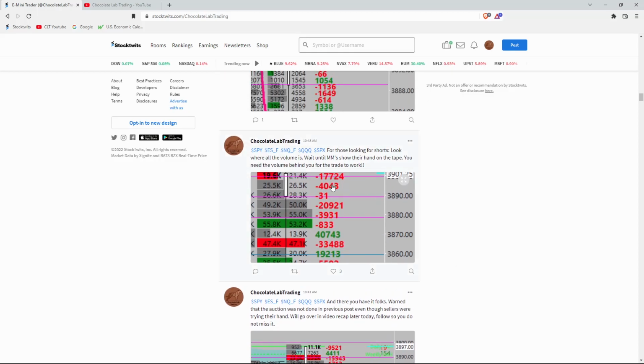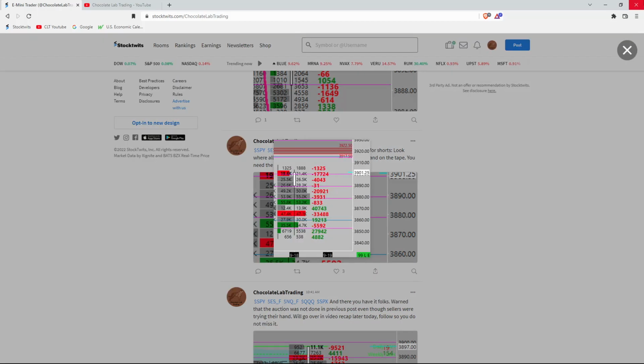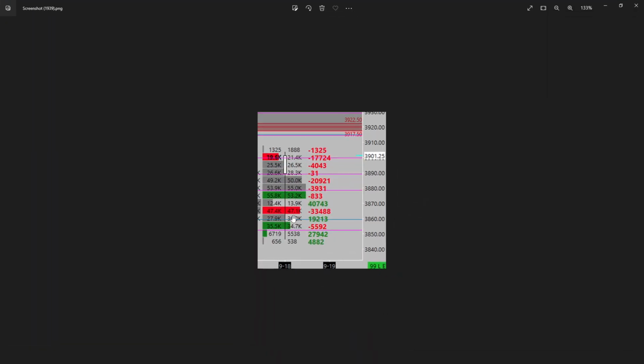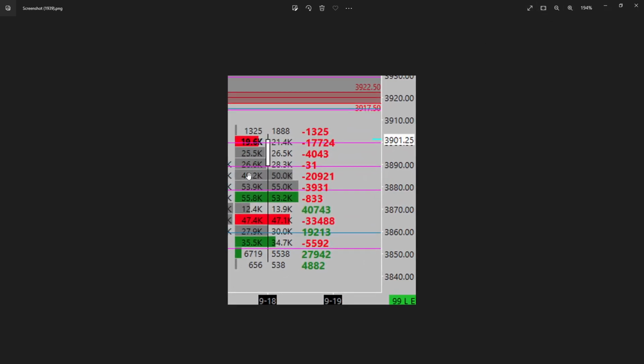For those looking for shorts, look where all the volume is. Wait until market makers show their hand on the tape. You need the volume behind you for the trade to work. So look at all the volume that is below us. We're trading up here. We need to see at least some sort of P shape, some type of temporary exhaustion with a huge selling imbalance for the short. We don't see that yet.